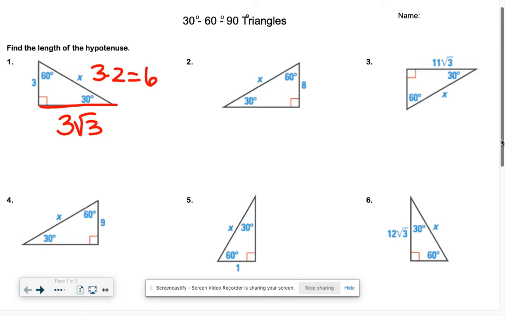Okay, on number 2, what leg did they give you? Short. So what's your hypotenuse? 16. Yep, because 8 times 2 equals 16. What would your long leg be? 8 root 3. So it's a check mark.